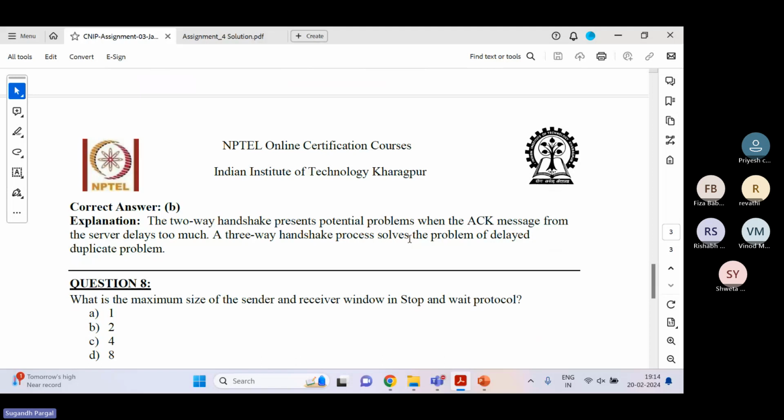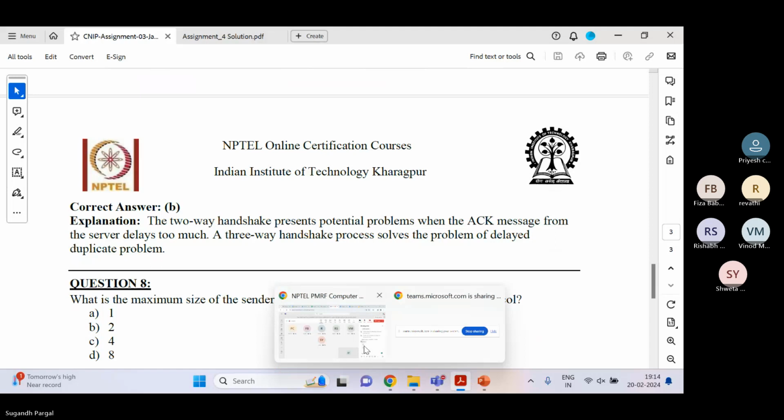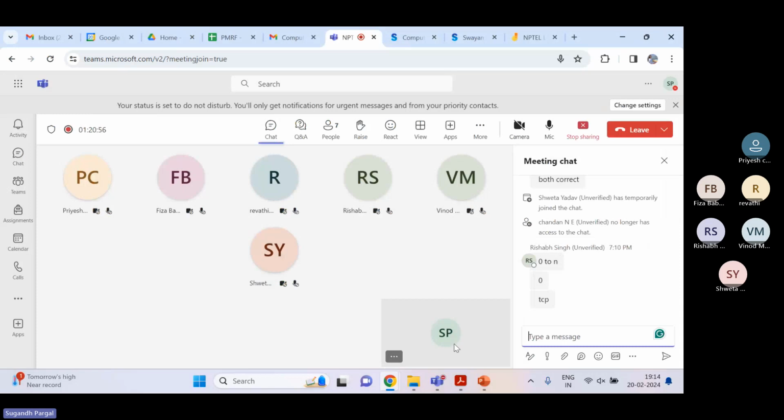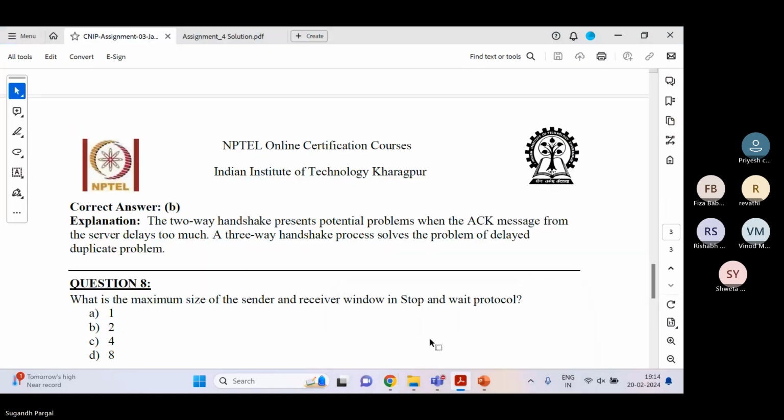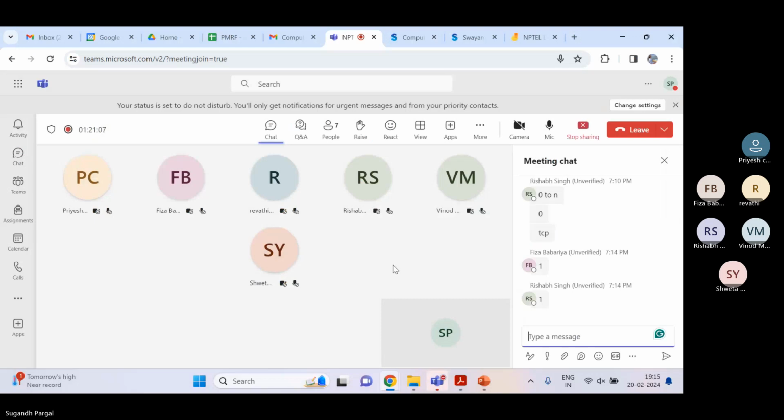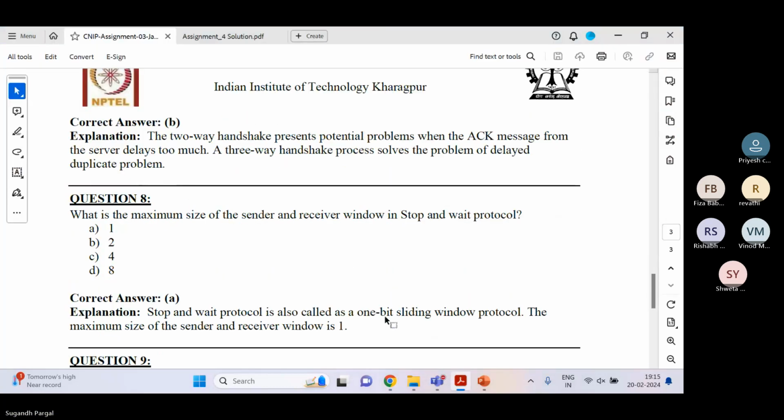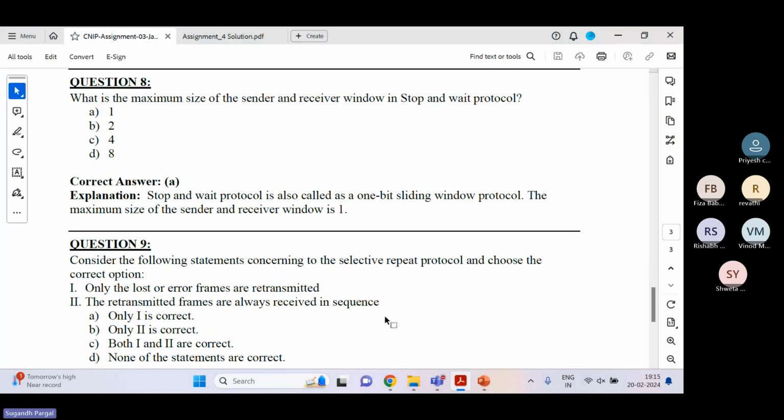What is the maximum size of the sender and receiver window in the stop and wait protocol? In stop and wait, what is the maximum size of the window? Yeah, right, that's one. Now consider the following statements concerning the selective repeat protocol and choose the correct option. First, only the lost or error frames are retransmitted. Second, the retransmitted frames are always received in sequence.